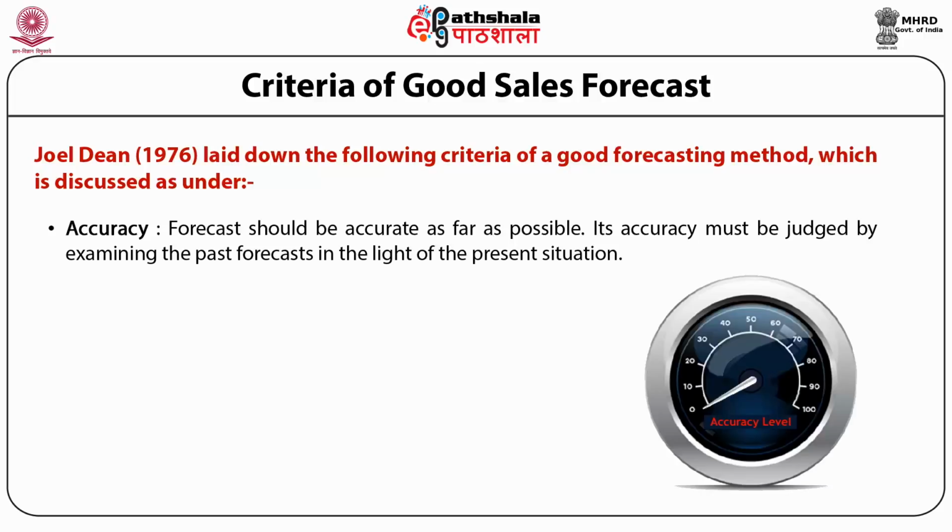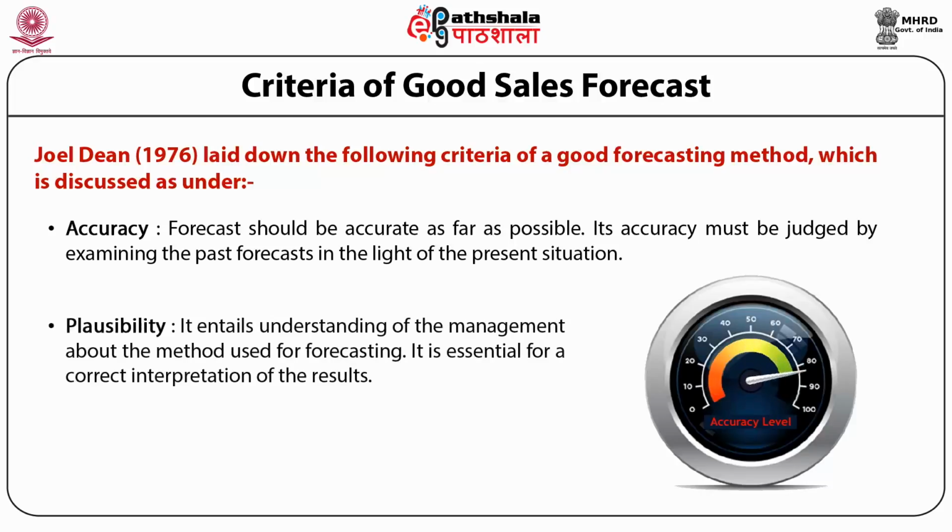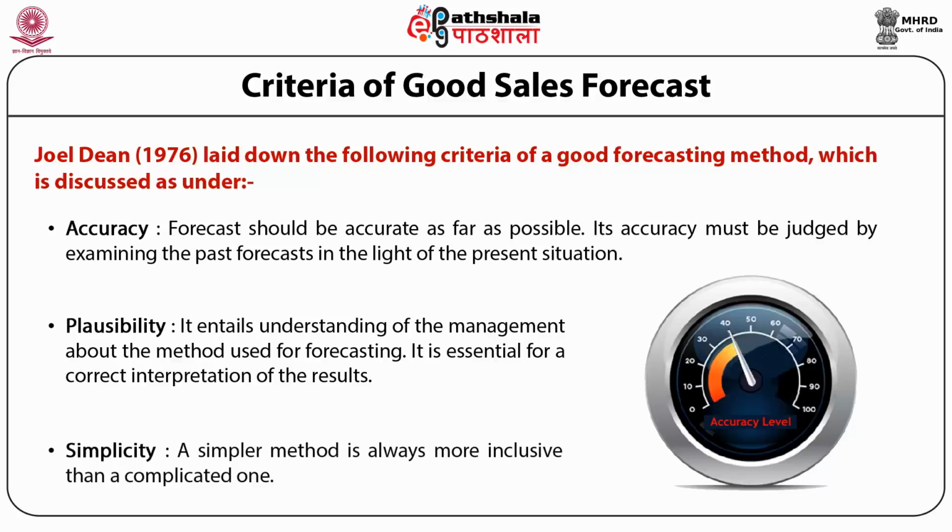Then comes plausibility or understanding. It means the management's understanding of the method used for forecasting, and it is essential for a correct interpretation of the results that the method should be understood by the management. Another criterion is simplicity. A simpler method is always more understandable than a complicated one.